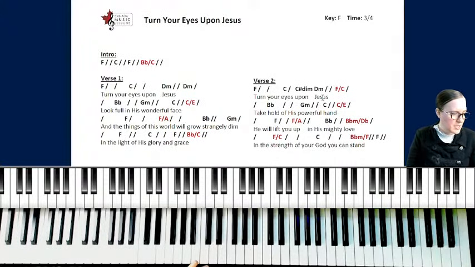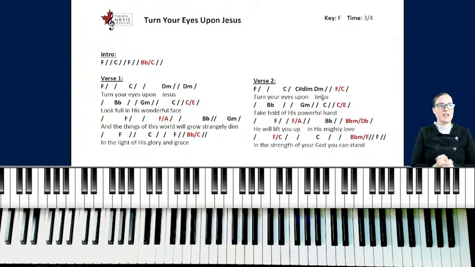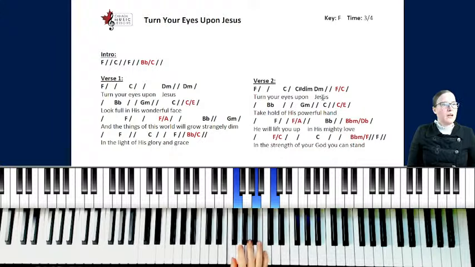Okay, so let's jump into Turn Your Eyes Upon Jesus. Again, key of F. This is in 3/4 time, so you can see everything is in groups of 3. Now I'm going to do verse 1 first without talking about any of the juicy stuff over in verse 2. We're just going to do verse 1 with our right hand playing steady and our left hand playing long notes. And we'll just take a look at some of this.